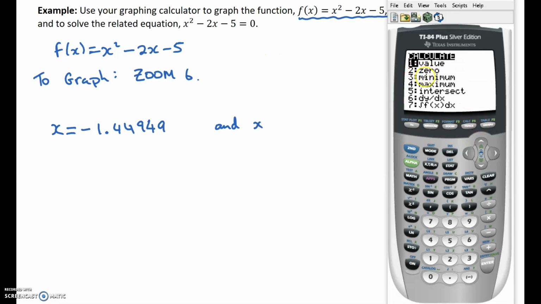We hit 2 for 0. Okay, a 0 is a solution. So anytime you're asked for a solution, you're looking for 0. So hit 2 for 0. Now the cursor is flashing near this first point, but we actually want it over here because we're now looking for this point on the right, where the graph meets the x-axis on the right. So we have to stay to the left of that point.